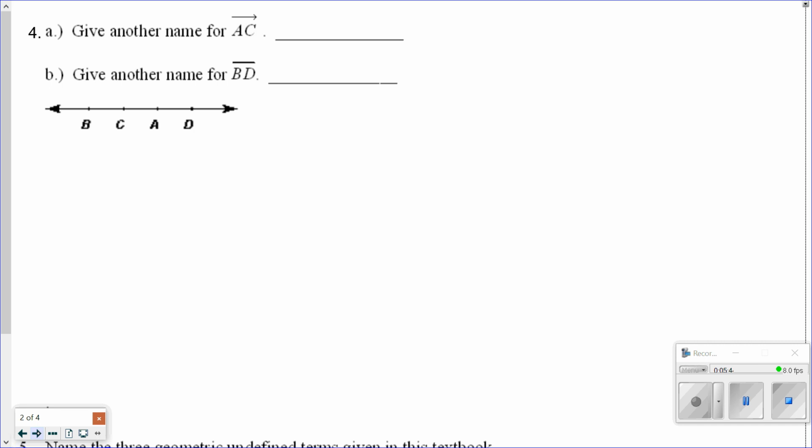Give another name for ray AC. All right, so if I look at my diagram, I know that the endpoint should be at A, and my arrowhead is going to be towards C. Now remember, arrowheads mean that they go on forever and ever, so that means I can extend this a little bit if I would like to. So that means that ray AB is another name for ray AC. So I'm going to draw a ray AB.